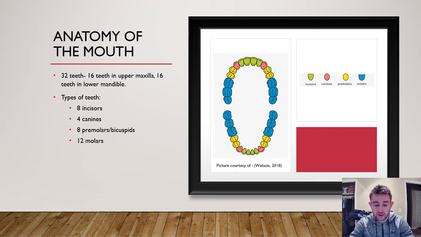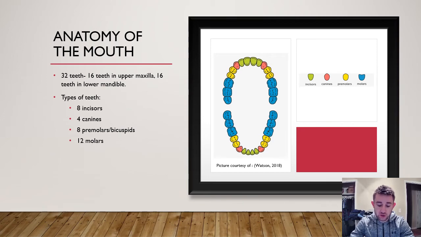Firstly, a fully developed adult mouth has 32 teeth, and that number includes the 4 wisdom teeth. 16 teeth live in our upper jaw, also known as the maxilla, and 16 teeth are in our lower jaw, also known as the mandible. There are 4 different types of teeth. These include the incisors, the canines, the premolars, and the molars.